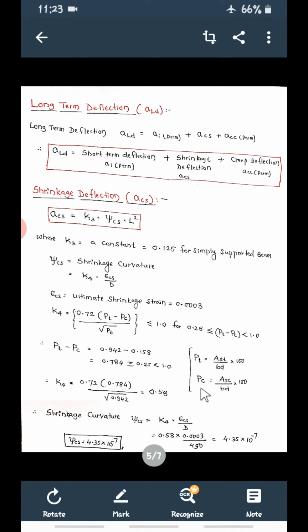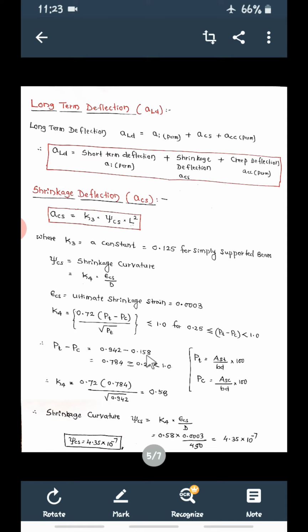On top you have provided 2 bars, so we'll get ASC. AST divided by BD into 100 will give PT. ASC divided by BD into 100 will give PC. So PC value is 0.158. So calculate this PT minus PC. That is 0.784. We'll get PT minus PC is equal to 0.784.